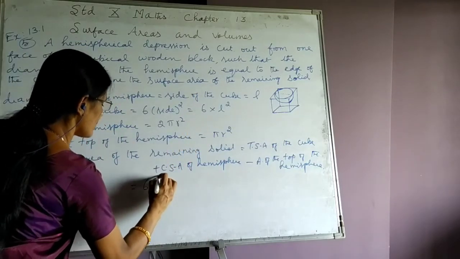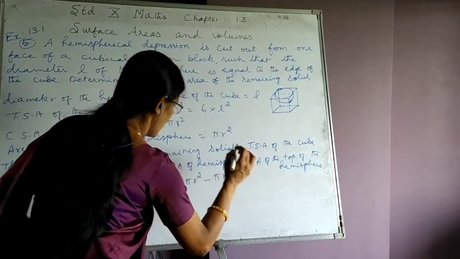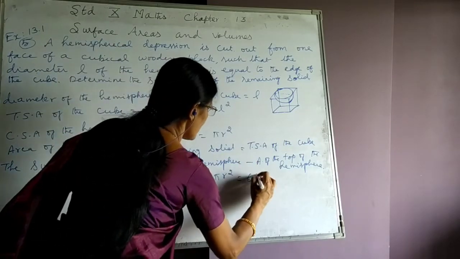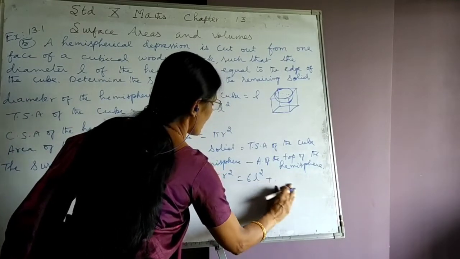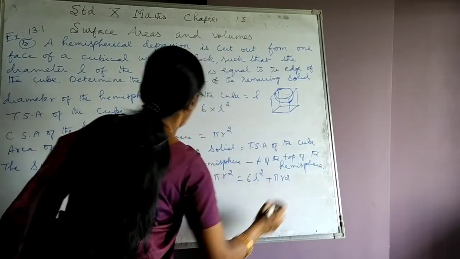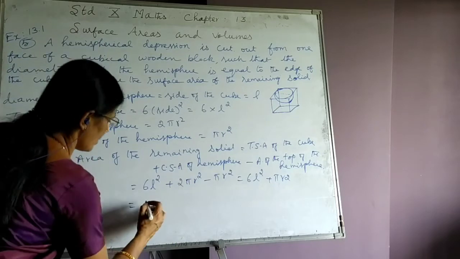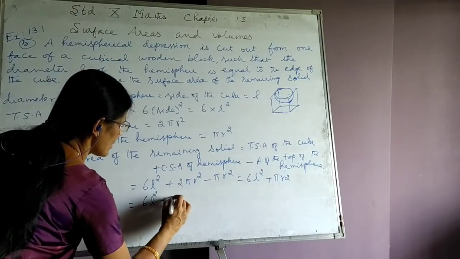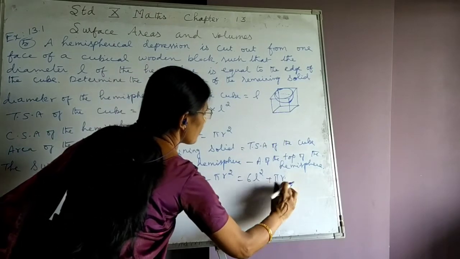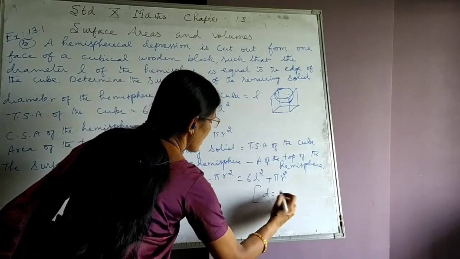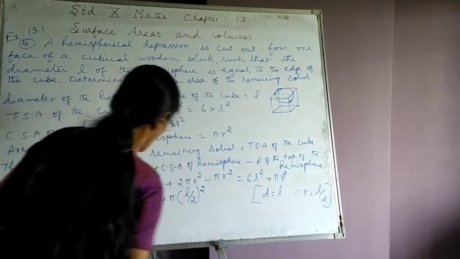What is the TSA of the cube? We calculated 6L square plus 2 pi r square minus pi r square, which is equal to 6L square plus pi r square, since 2 pi r square minus pi r square is pi r square. We know the diameter is L for the hemisphere. Therefore, the radius is L upon 2, so it is pi into (L upon 2) the whole square.